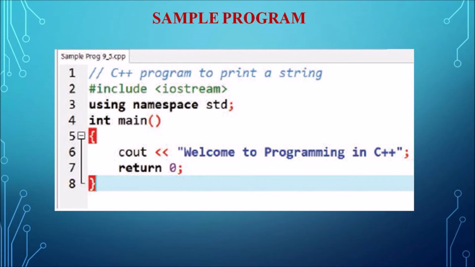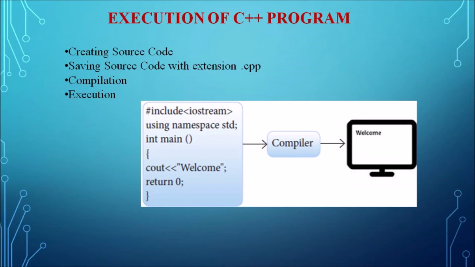So this is a sample C++ program. Next, we are going to see the execution of a C++ program. First we have seen a sample program. Now we are going to see how the C++ program is going to be executed. First we have to create the source code.